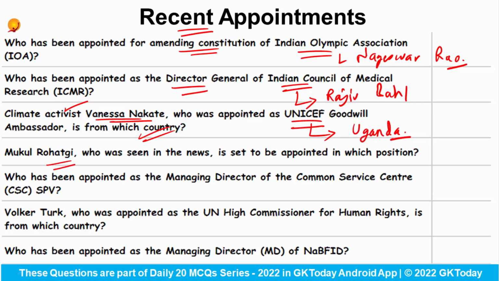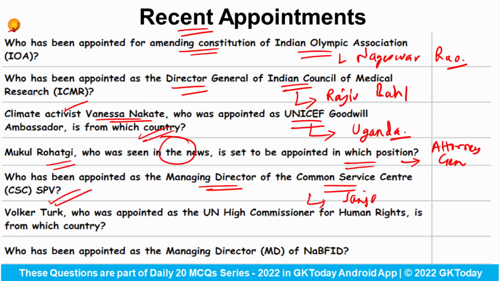Mukul Rohatgi, who was seen in the news recently, is said to be appointed in which position? So Mukul Rohatgi would be our new Attorney General. Okay. Who has been appointed as the Managing Director of the Common Service Center SPV? This is Mr. Sanjay Kumar Rakesh.